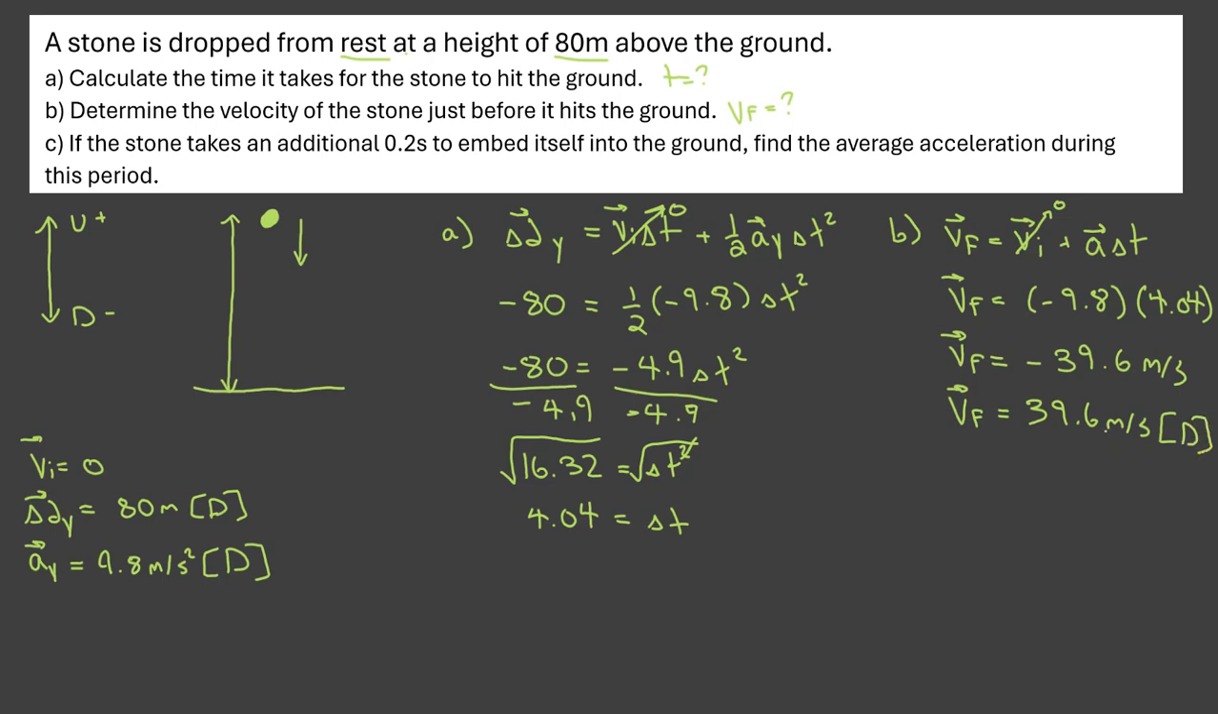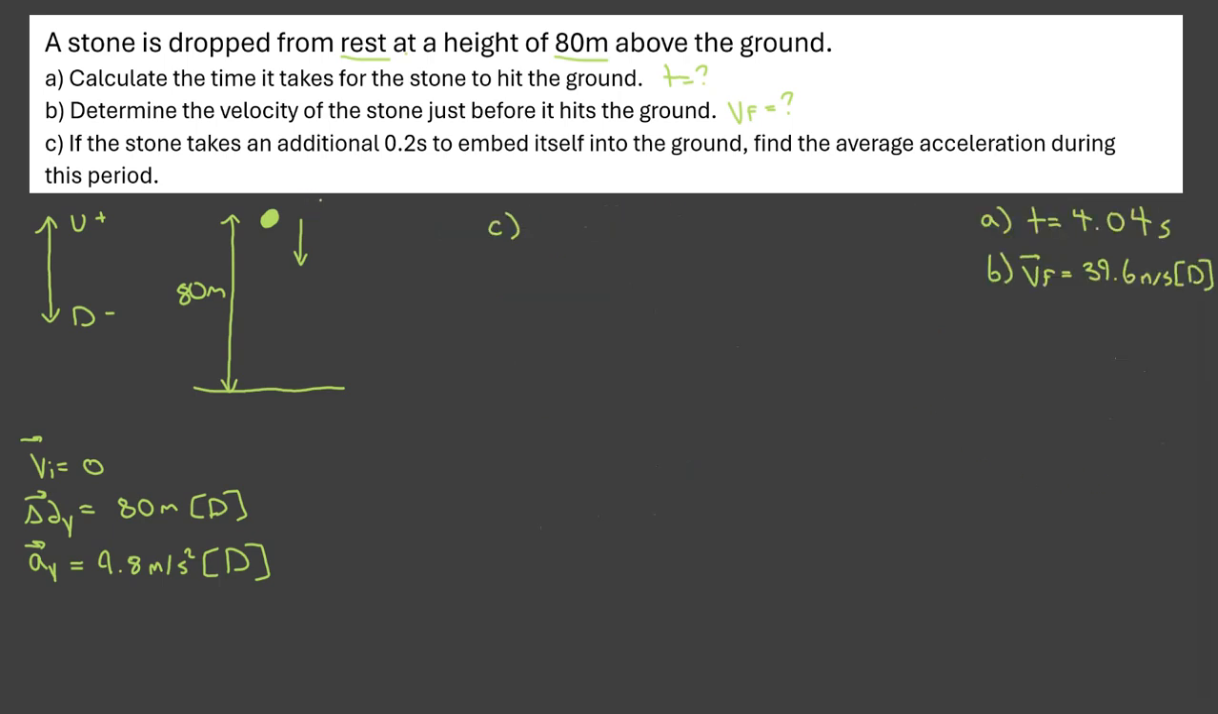There's also another way we could have solved this. We could have used another one of our big 5 equations: final velocity squared equals initial velocity squared plus 2 times the acceleration times the displacement. We could have just used the 80 meters we were given here for our displacement. Instead of using the time, we would have gotten the exact same answer.